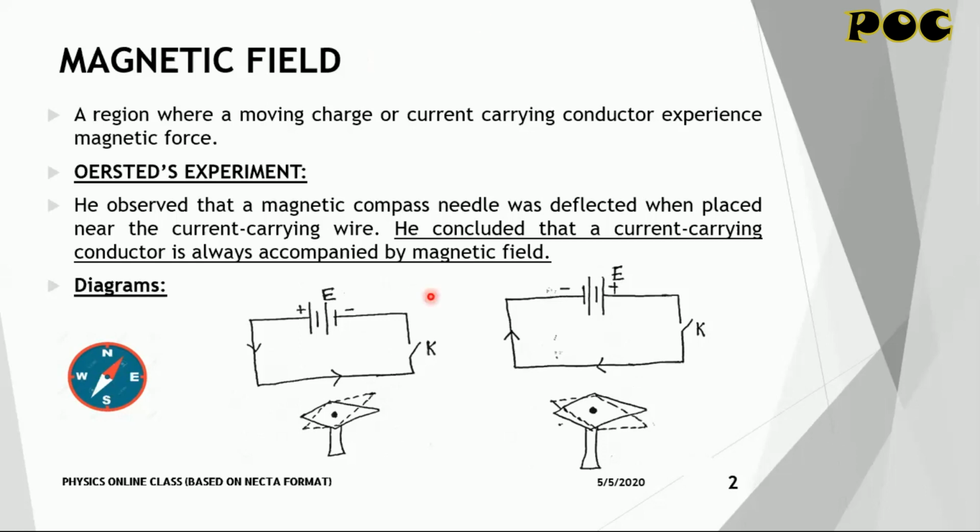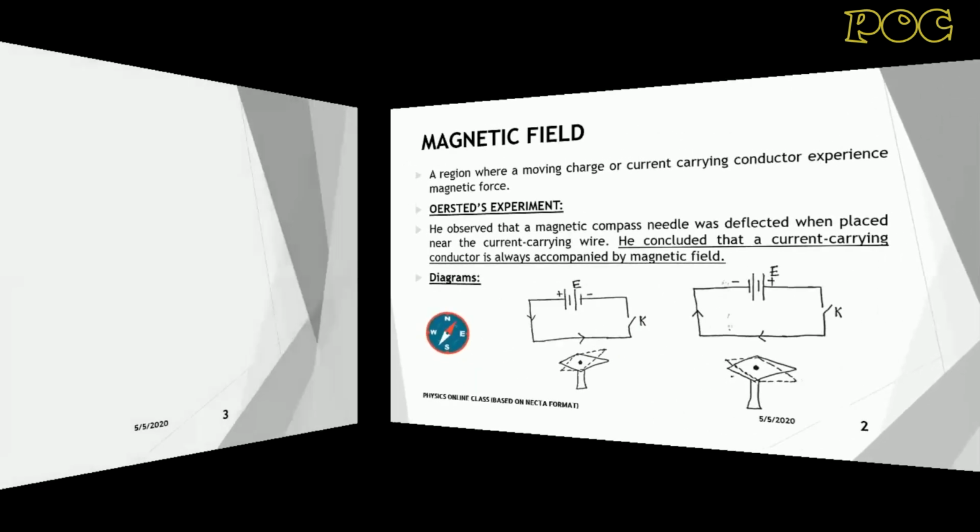So we may say that wherever a current is flowing through a conductor, a magnetic field is generated. And if you reverse the direction of the current, the direction of the magnetic field will also be reversed.